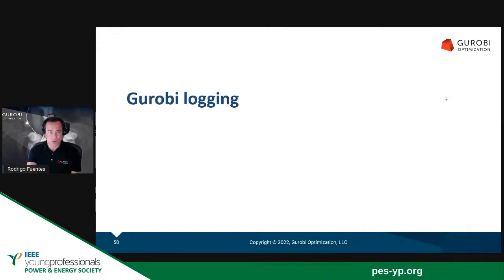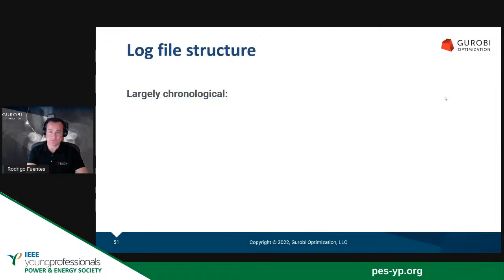Okay. We're going to talk now about the log, the information that you get out of the solver, and how it relates to what we talked about. The solver is very chronological. So when you get the solution, the log information is going to show pretty much in the same order as it happens when we solve the optimization problem. So we will show you first the input data for the problem and some model statistics. We're going to see an example.